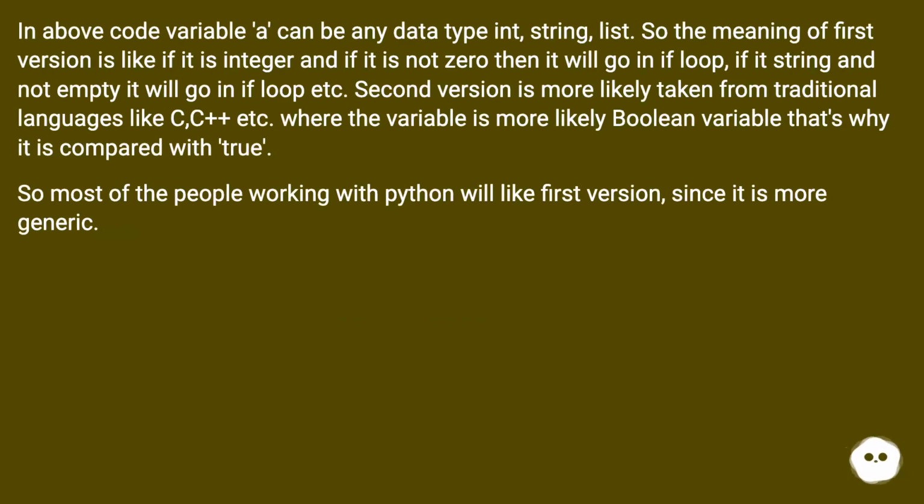In the above code, the variable can be any data type: int, string, list. So the meaning of the first version is like, if it is an integer and it is not 0, then it will go in the if block. If it's a string and not empty, it will go in the if block, etc. The second version is more likely taken from traditional languages like C, C++ etc., where the variable is more likely a Boolean variable, that's why it is compared with true. So most of the people working with Python will like the first version, since it is more generic.